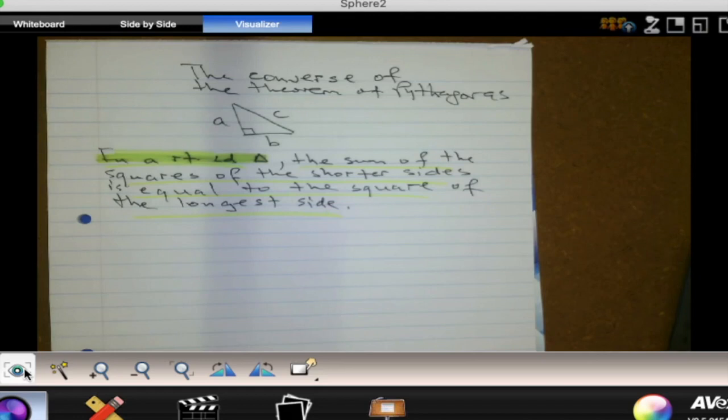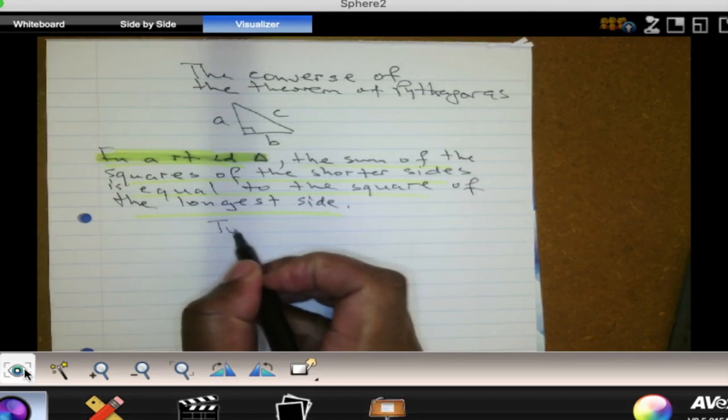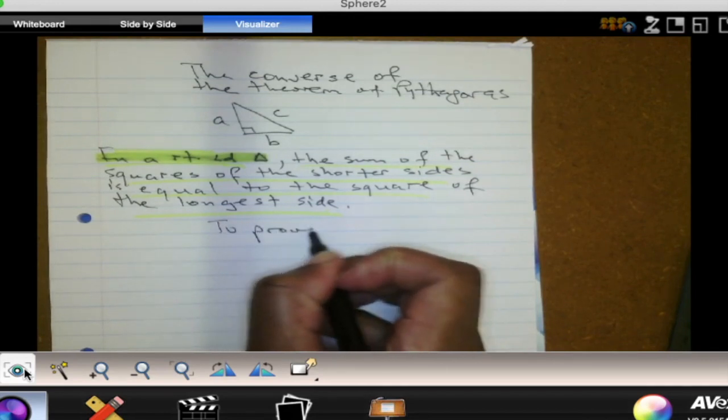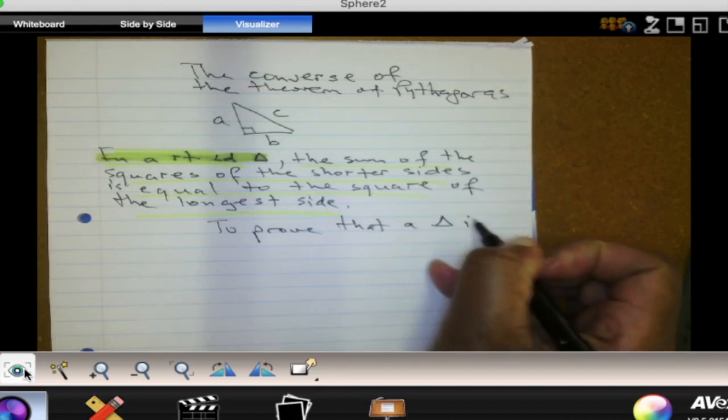Do you see that we're kind of reversing the theorem? And we call this the converse of the theorem. And this, again, guys, is very important for the following reason. We are going to use this to prove that a triangle is right-angled.